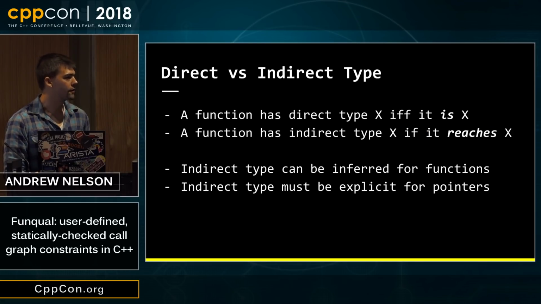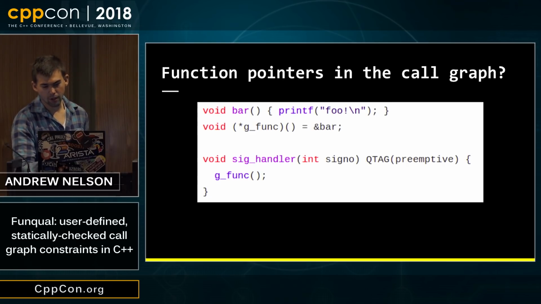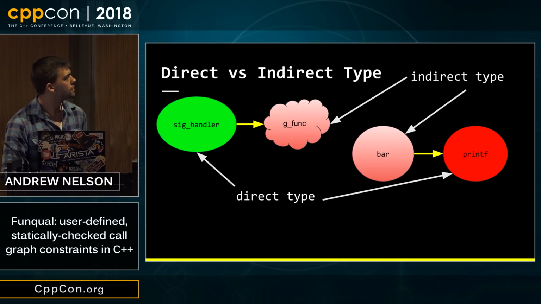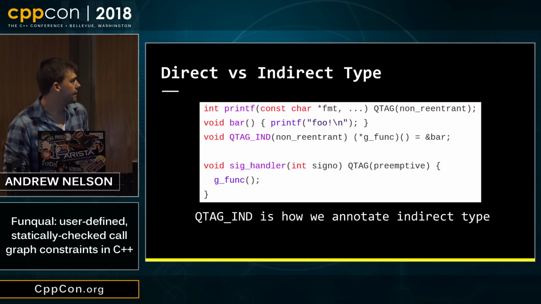Indirect type can be inferred for functions because looking at this piece of code, we can just see by looking at the code that bar calls printf. But indirect type must be explicit for function pointers. So if we actually annotate that function pointer with indirect type non-reentrant, then it becomes obvious from the call tree that there's a call from green to indirect red, and we can say this is invalid. As far as the code goes for this, we have to annotate that function pointer with indirect type non-reentrant, just to tell it it's possible for this function pointer to hit a non-reentrant function.